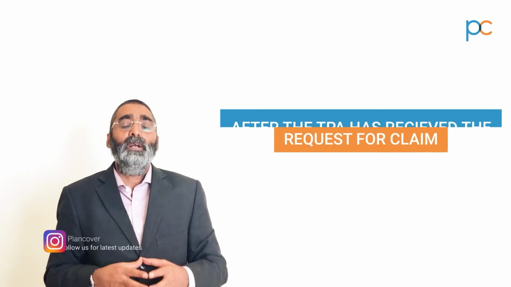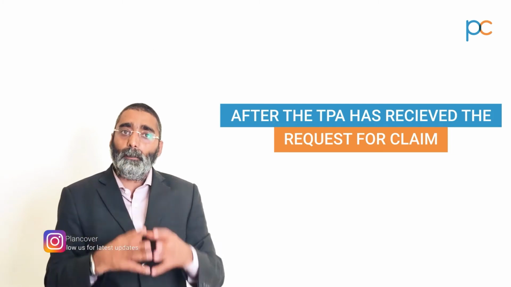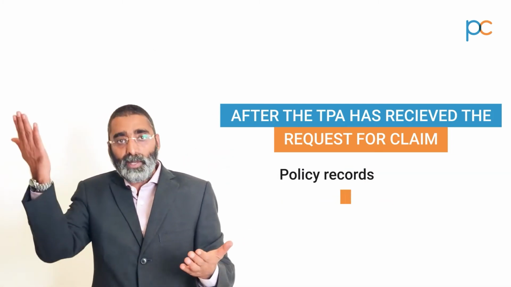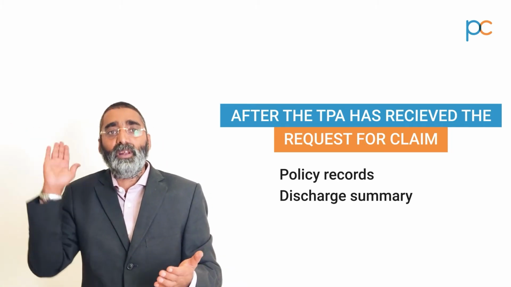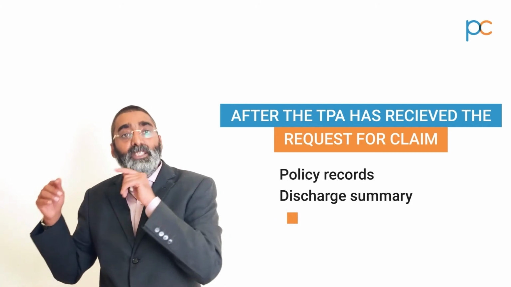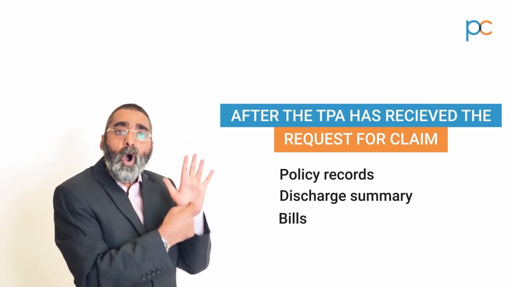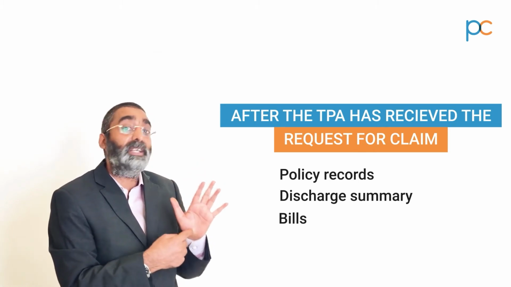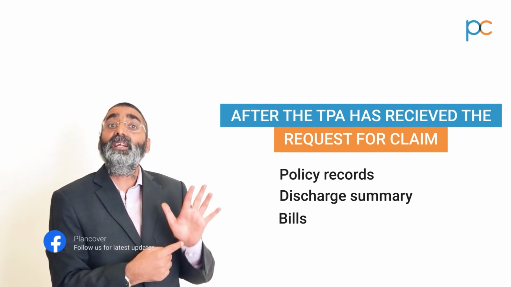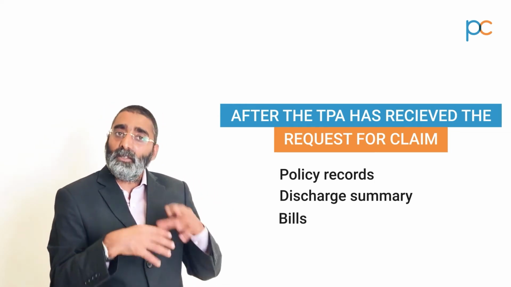Now, what happens is that the TPA gets these documents. Let's talk about the main claim. They will pull out your policy records. They will look at the discharge summary and they will say whether or not this treatment is covered under the policy terms and conditions. Whether the expenses that the hospital has charged, all of them are covered under the insurance policy. In some policies, there is a capping on certain treatments. There is a capping on room rents. In some cases, there are co-payments and so on and so forth.